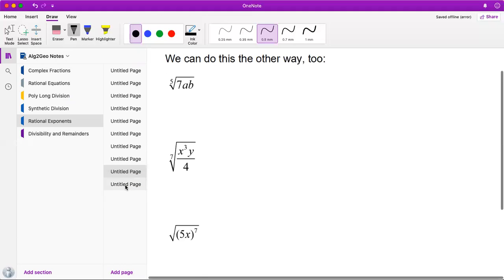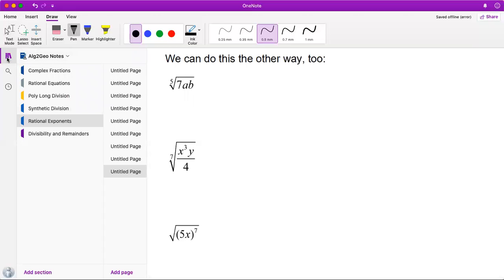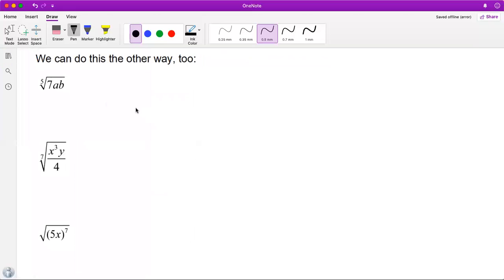Right. So last thing we're going to do is switch up the order in which we do these things, which means we can do it the other way. Now it's given to you in radical form, meaning there's a radical in it, and I want you to turn it into exponential form. So the same rules apply: the denominator is the index of the radical and the power is the numerator.